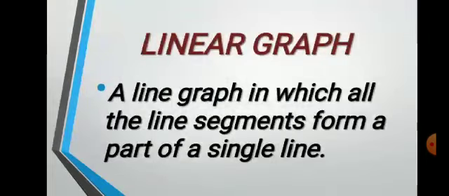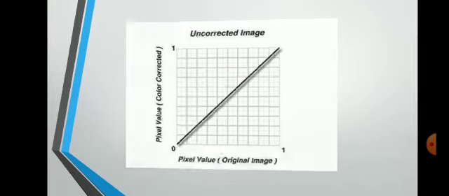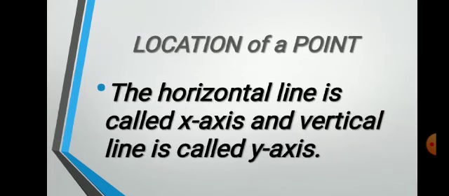Next is the linear graph, a line graph in which all the line segments form a part of a single line. The linear graph forms line segments in a single line that you can see here. That is the linear graph. The next is the location of a point. The horizontal line is called the x-axis and the vertical line is called the y-axis.